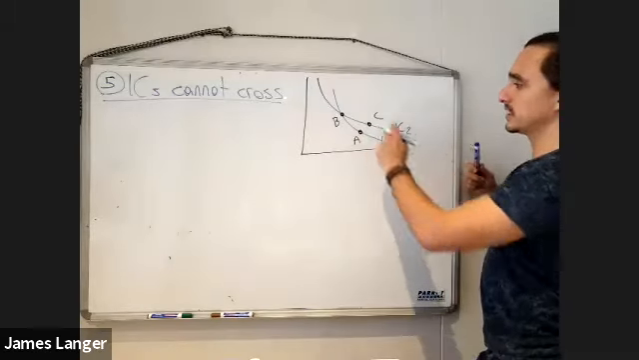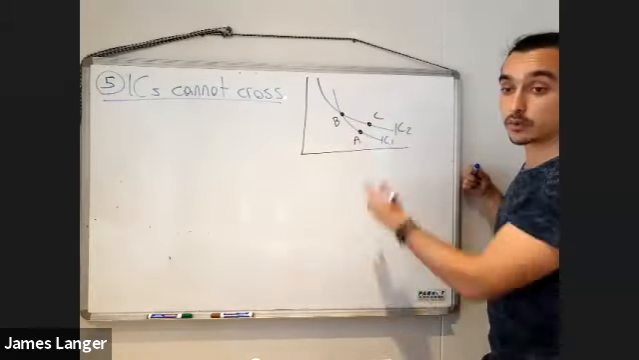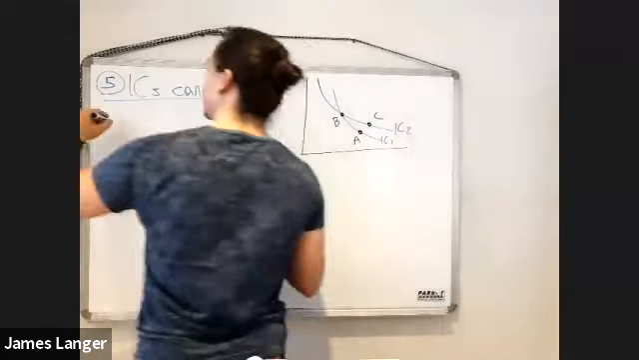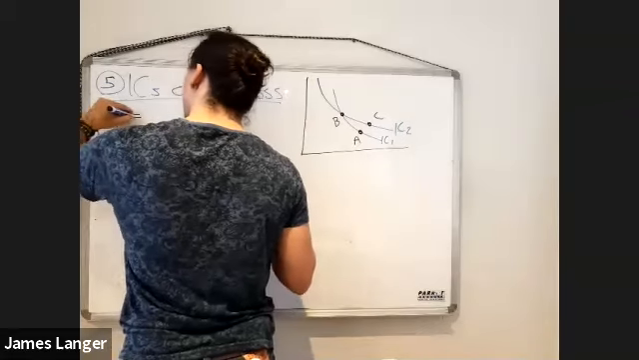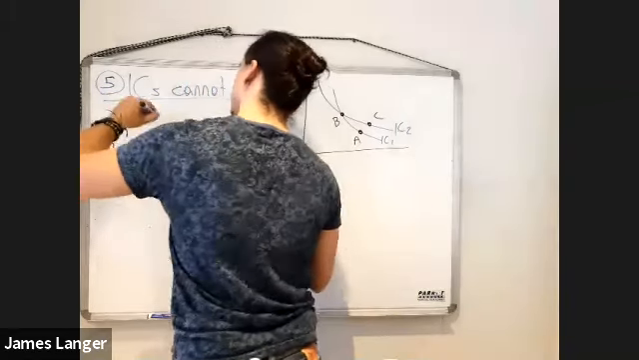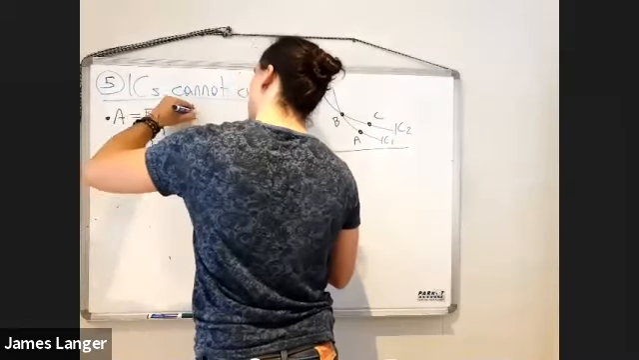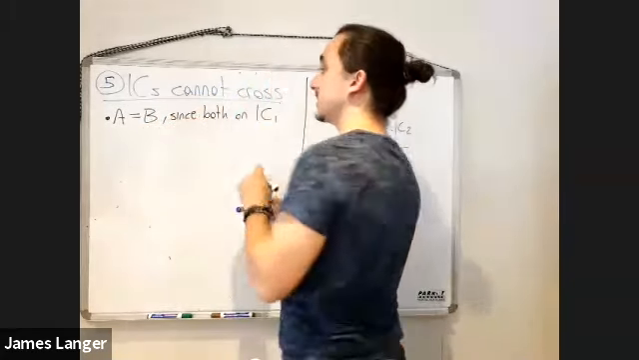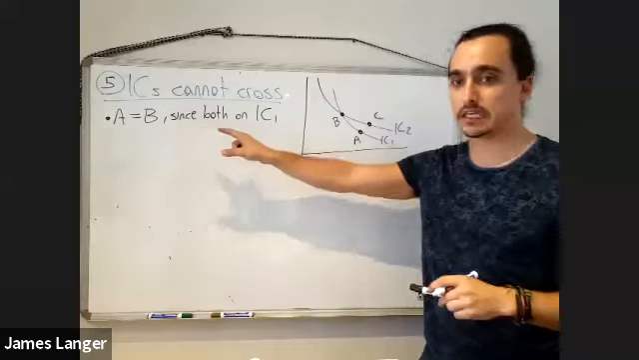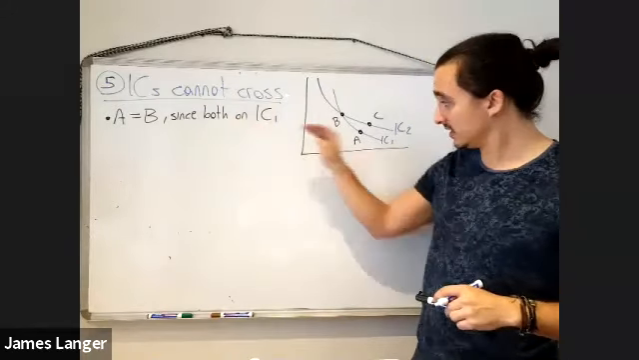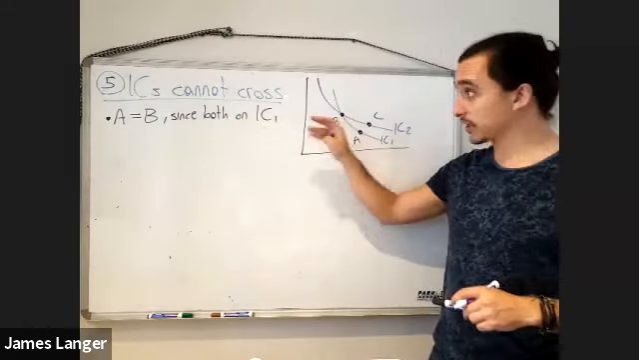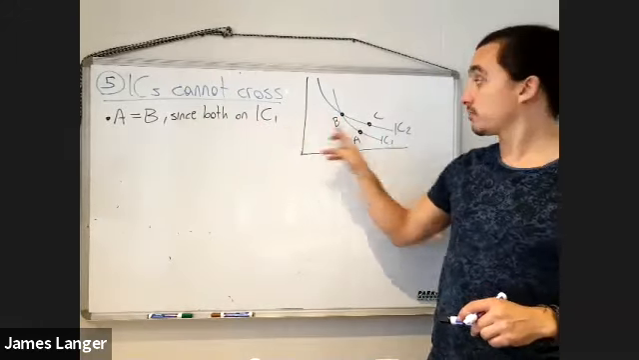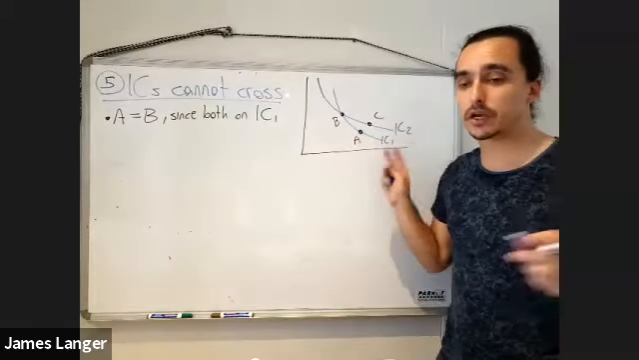So A, B, C. Indifference curves cannot cross, and we simply use this to prove that. We say A equals B since both are on IC1. Is everyone happy? In terms of my utility, A equals B because they're both on IC1. They're both on the same indifference curve, so I'm equally happy with them.